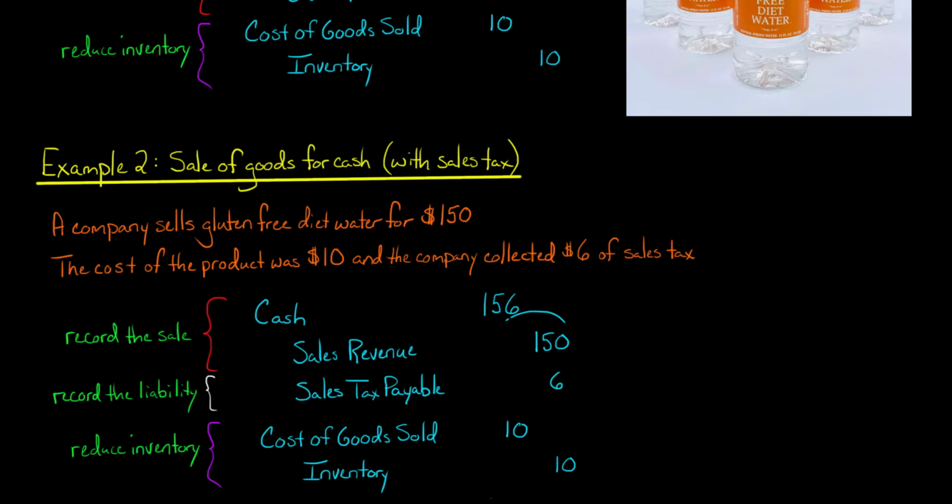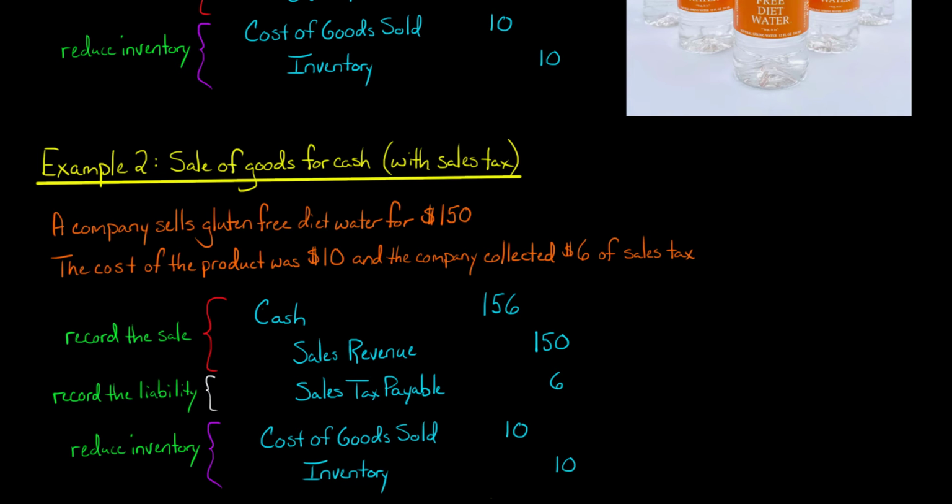Now, the sales revenue component of that is just $150. That was the price of the product. So to make our debits equal our credits, we have to have a plug, and that is a $6 credit, and we will call that sales tax payable. Okay, it's a payable account because the company is going to have to turn over that $6 at some point in the future to the government. So the company has collected that sales tax on behalf of the government.